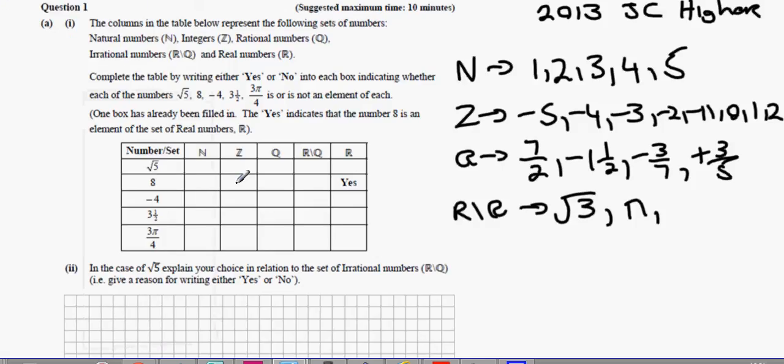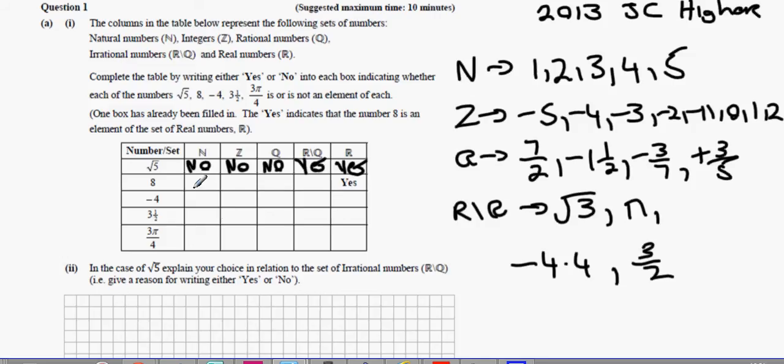Okay, so let's begin. √5 is not a natural number, it's not an integer, it's not a rational number, it's an irrational number, and all numbers are real numbers. So for example, any of these numbers here are considered real numbers. Real numbers can be anything. It could be negative irrational numbers, positive rational numbers, it can be anything.